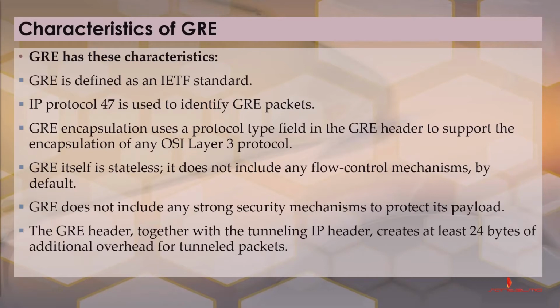To identify the GRE packets, GRE encapsulation uses a protocol type field in the GRE header to support the encapsulation of any OSI layer 3 protocols. GRE itself is stateless. It does not include any flow control mechanism by default. GRE does not include any strong security mechanisms to protect its payload. The GRE header together with the tunneling IP header creates at least 24 bytes of additional overhead for tunneled packets.